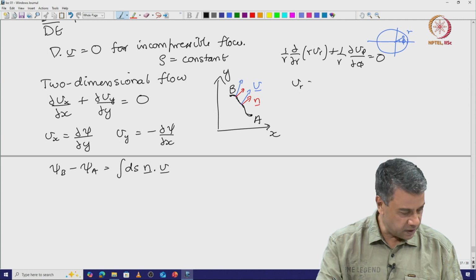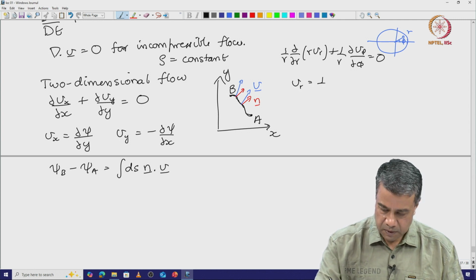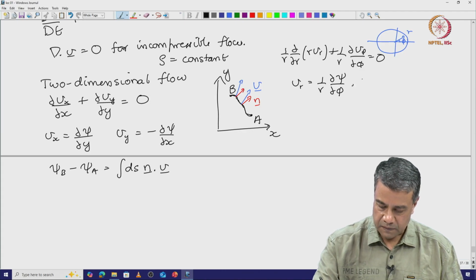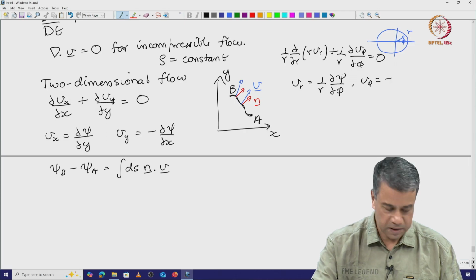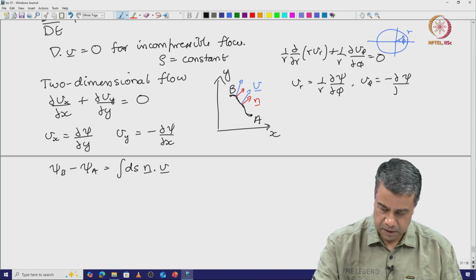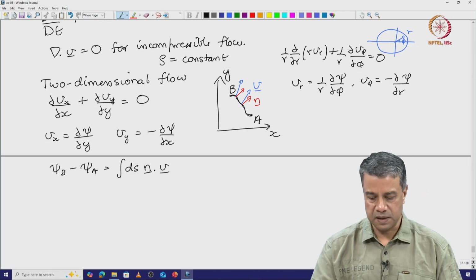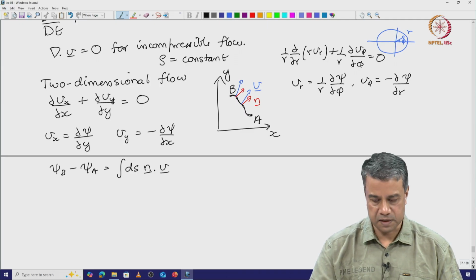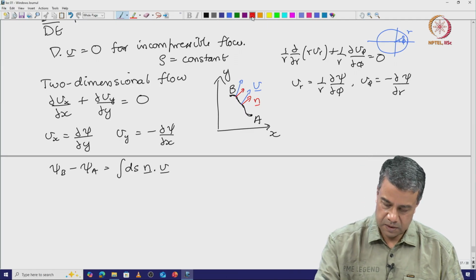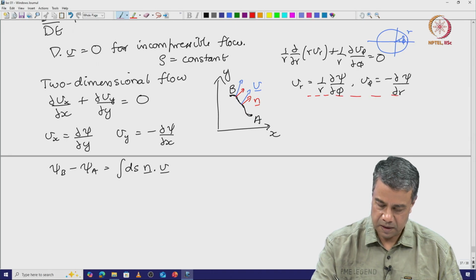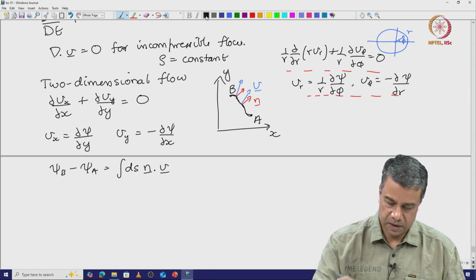And I can define v r is equal to 1 by r times partial of the stream function with respect to phi, and v phi is equal to minus partial psi by partial r, and these two equations identically satisfy the mass conservation equation. That is, these two substitutions for any value of psi will satisfy this mass conservation equation.